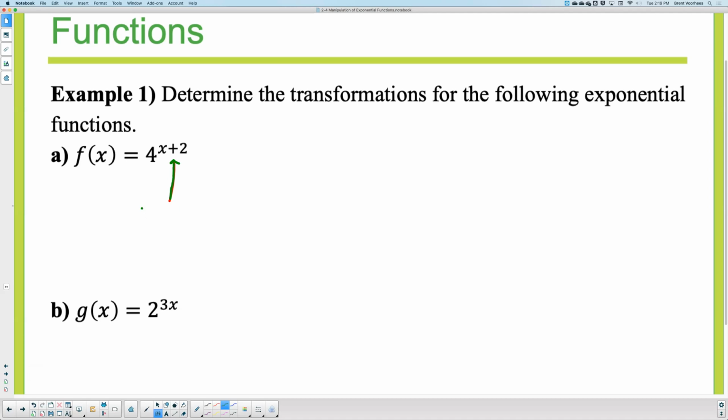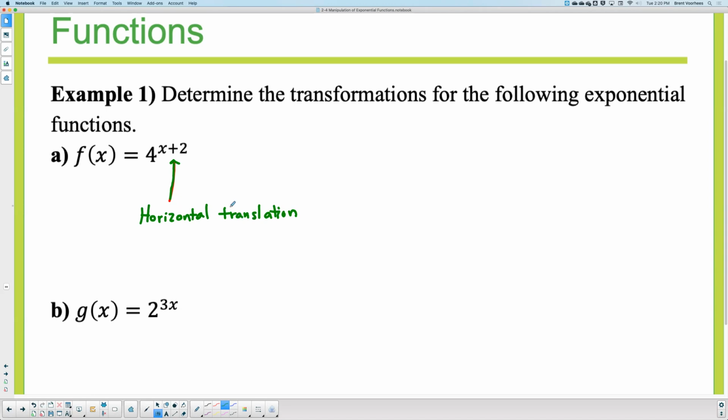Horizontal. That means I'm changing the x's. And when you add or subtract, what does that do to the graph? Does it translate it? Does it dilate it? Or does it reflect it? Which of the 3 transformations does it do if you add or subtract a number? Adding or subtraction is always translation.